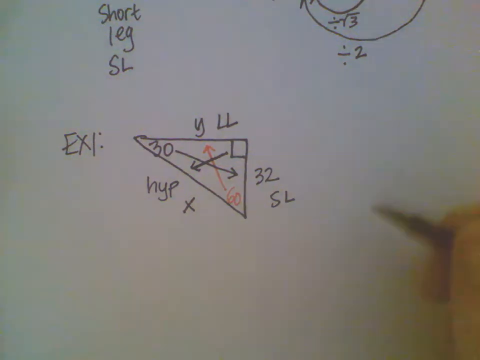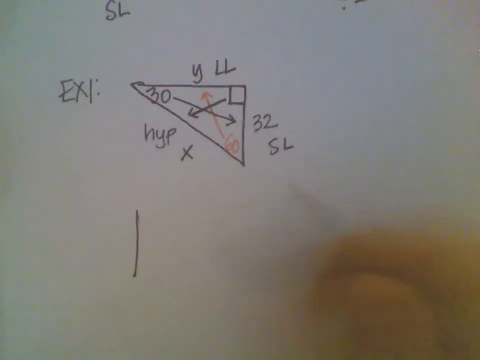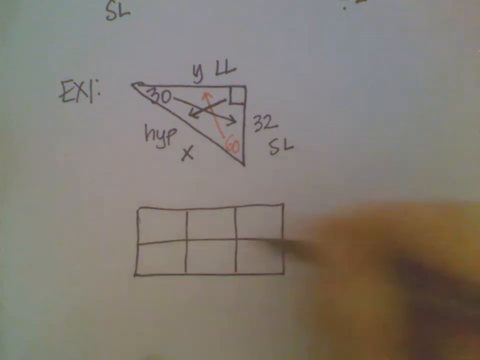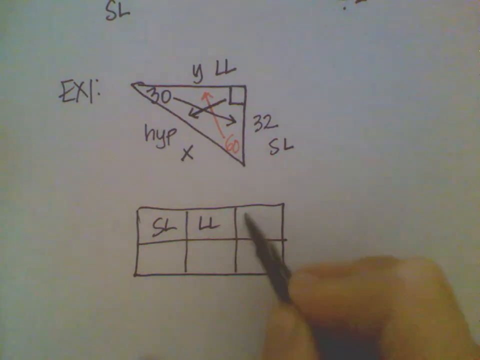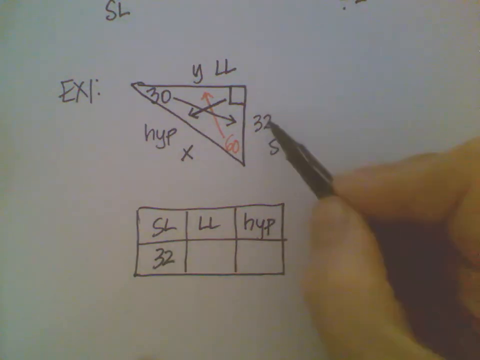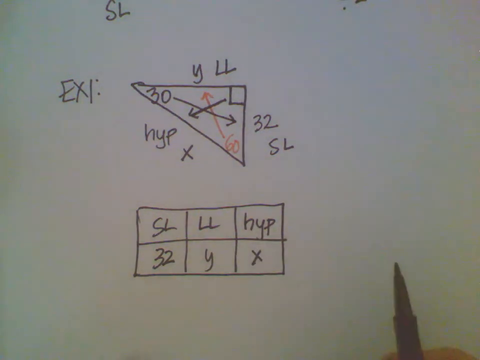So I'm going to make that table, or that little chart that we used, just duplicate it here and fill in the pieces. I have the short leg first, long leg second, hypotenuse last. I know that the short leg is 32. That was the measure given for the short leg. The long leg is Y. The hypotenuse is X. And now I need to work my way through and figure those missing pieces out.